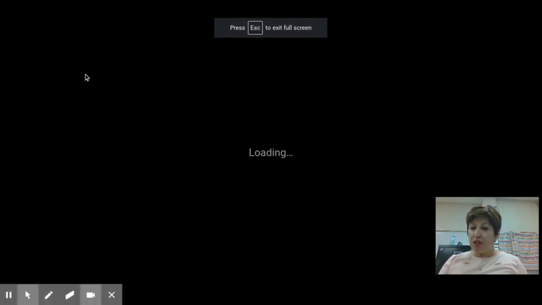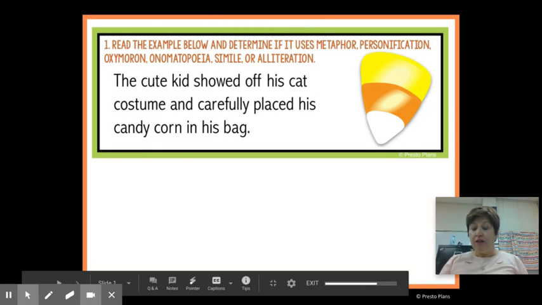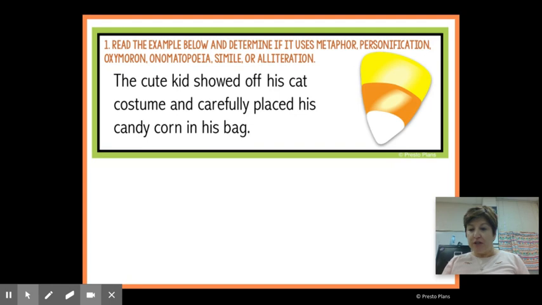Today we're going to start talking about figurative language. Some of you are probably familiar with figurative language, but some of you may not be. The definition of figurative language is a word or a phrase that does not have a normal, literal, everyday meaning. Writers use this for lots of different reasons. They use it for comparisons, to enhance the writing, and for dramatic effect.